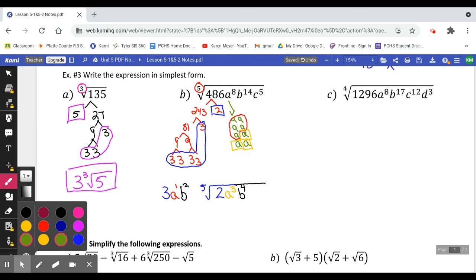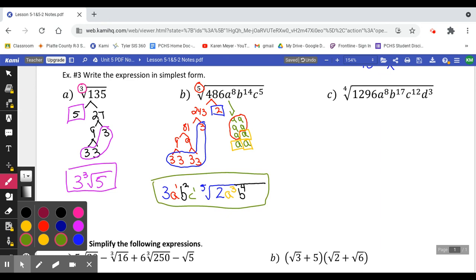Okay, C's. I got 5 C's. Well, I need 5 C's to take 1 out. So that means I can only take out a C to the 1st power. And there are no C's left because I actually used all of the C's. So I am done.